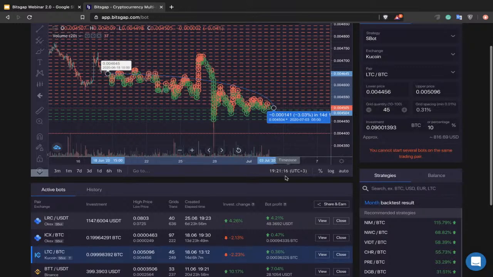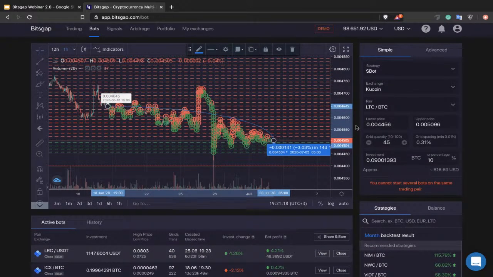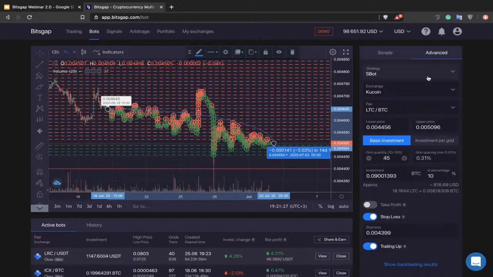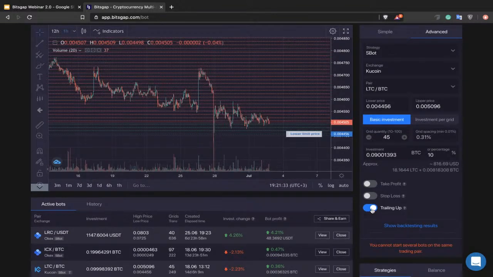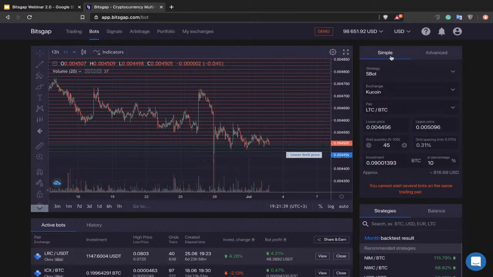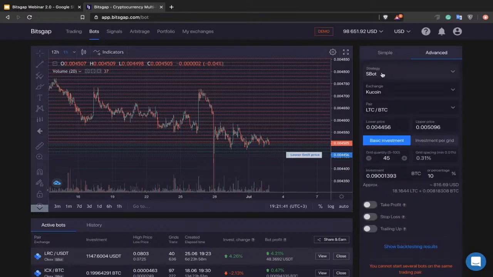And on the right side, we have a panel to launch the bot. We have a simple configuration, and we have the advanced one. But I will go through the advanced one because that's pretty much what you need, as it has all of the features which I will cover today. So here you can choose the strategy, same as in the simple configuration. So that's the SBot, which is the highest frequency trading bot that we have.